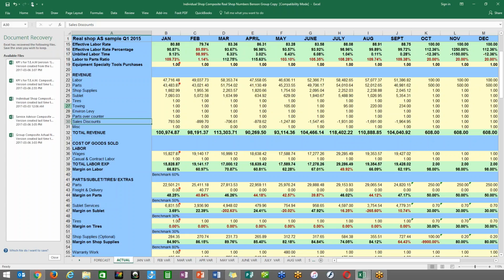Sales discounts, and that needs to be a negative number. I'm not sure why in January he was showing it as a positive number. Maybe he just forgot to put the negative in front. But this is anytime you do any form of sales discount.